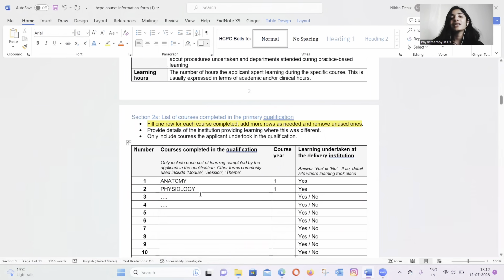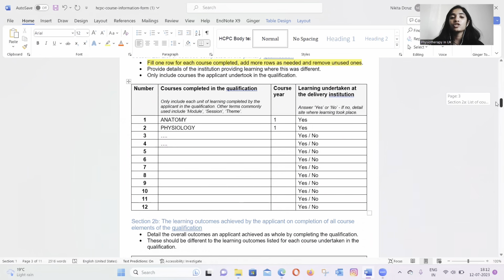Now, for example, the second thing could be physiology, because the second subject I studied was physiology. Again, I did it in year 1 and I did the learning in the institution where I was taught. So again, I'm going to type yes. Similarly, you want to fill out the rest of the bits for this document.